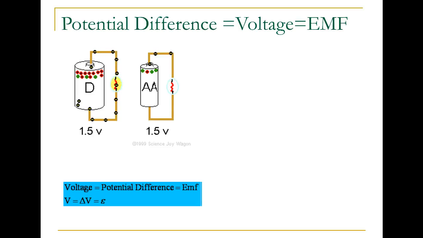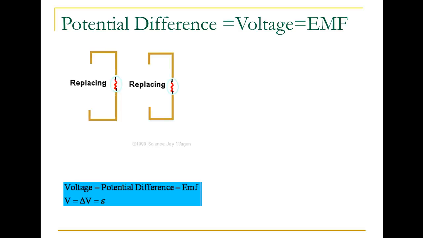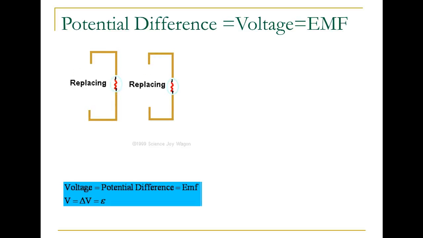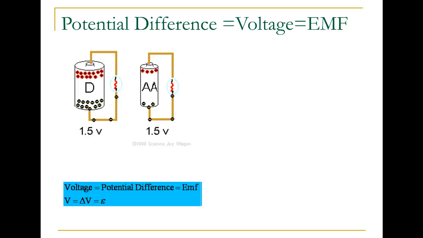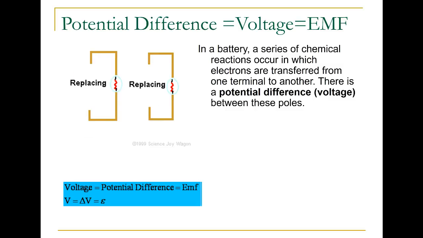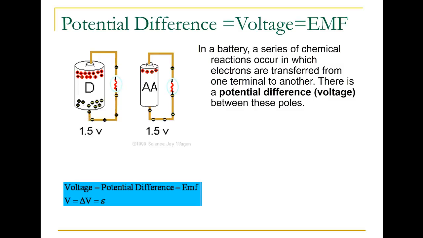These are all names for the same thing. In the diagram here, you have two different types of batteries, a AA and a D cell, and a little resistor that the electrons are going through. Chemical reactions occur where electrons are transferred from one terminal to the other, and there's a potential difference between these poles.